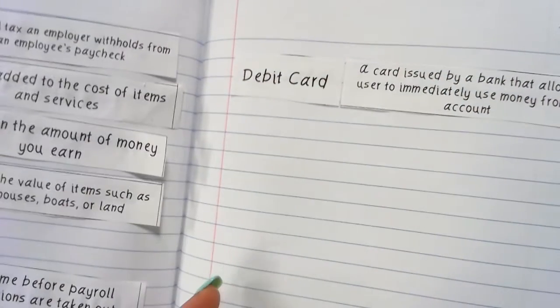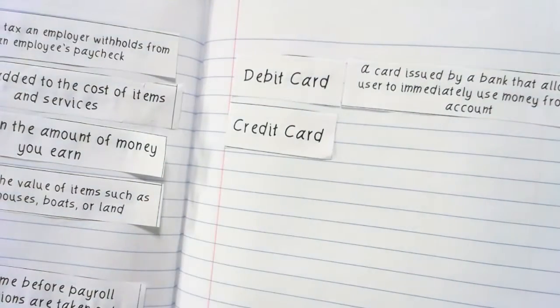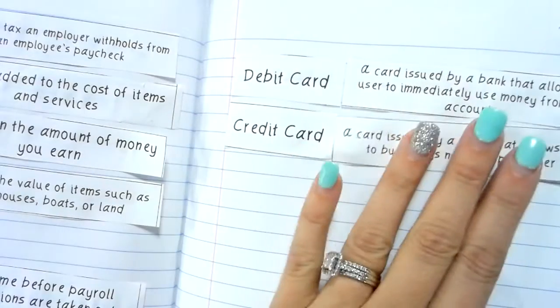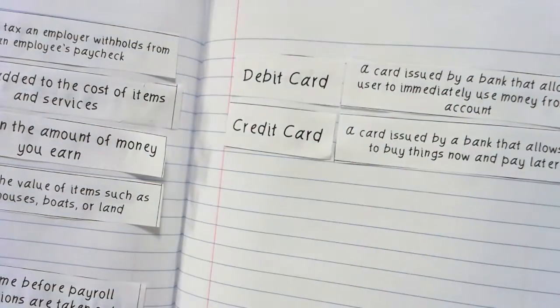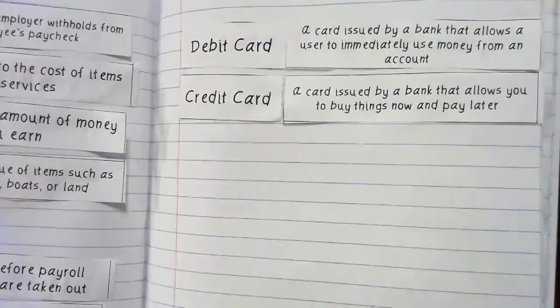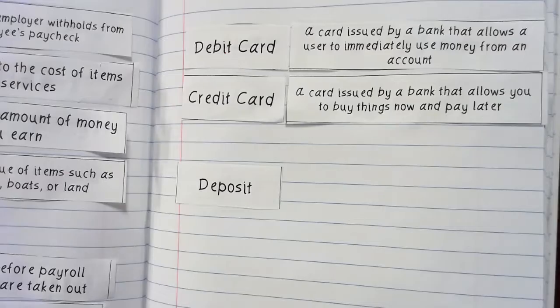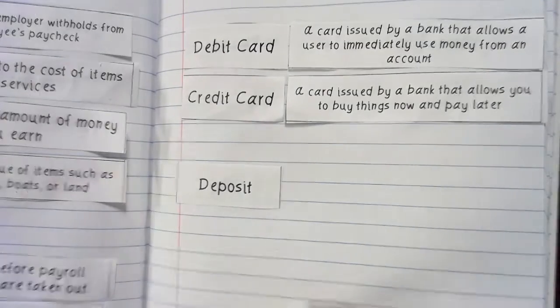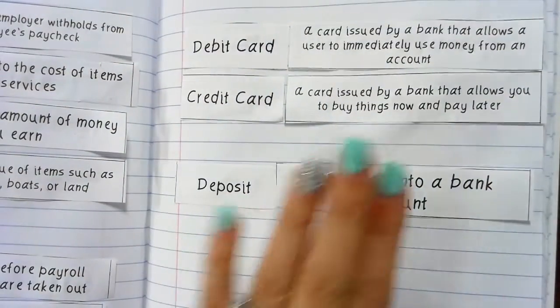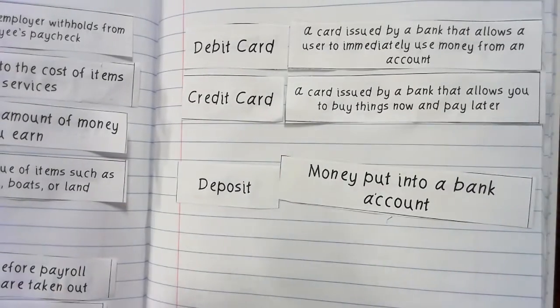A credit card is the next one. It's not your money you're using. You're borrowing money, and you're going to pay interest on that money. So a credit card, you want to be real careful about using credit cards. Your debit card is your own money. You don't want to have to pay more. And then just to know that a deposit is money you put in the bank, and a withdrawal is money you take out of the bank.